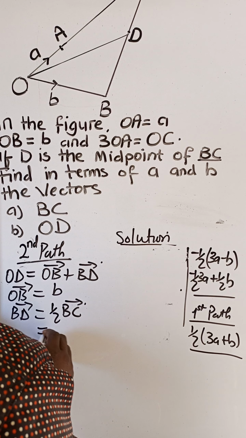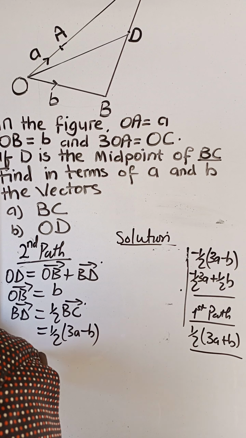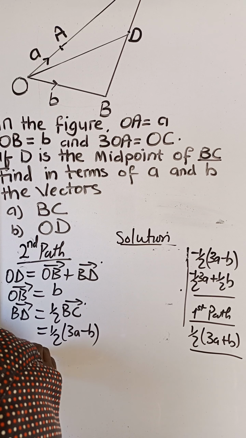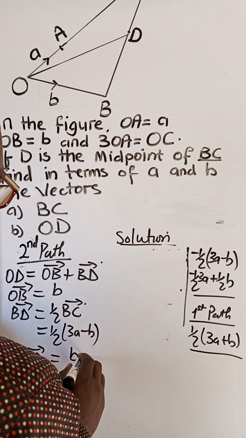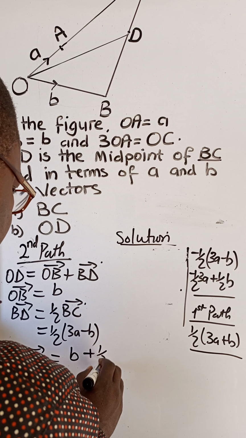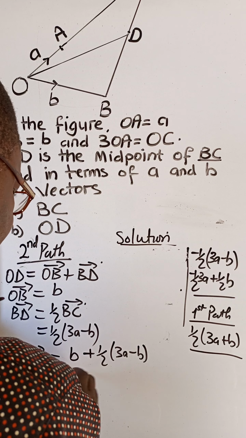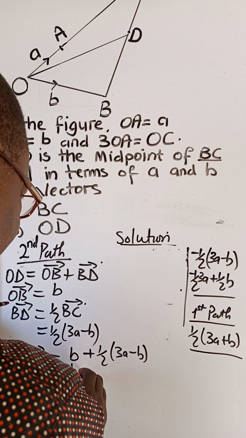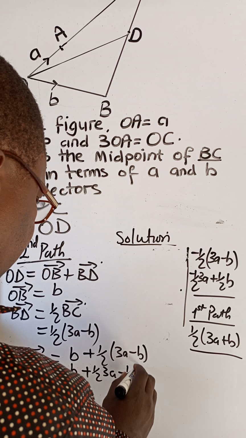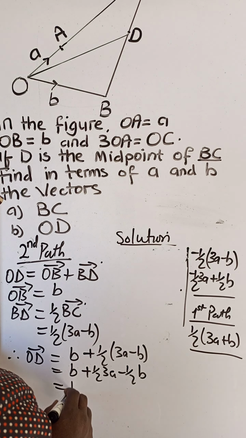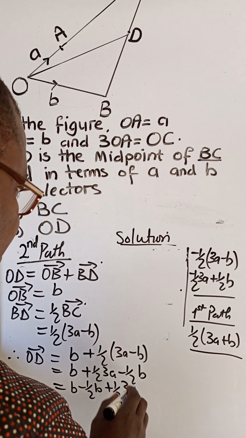Earlier on we found out that BC is 3a minus b. Therefore, what is our OD? Our OD is OB, vector small b, plus half into 3a minus b. Now let's open this parenthesis. We have b plus half 3a minus half b. This can be rearranged as b minus half b plus half 3a.